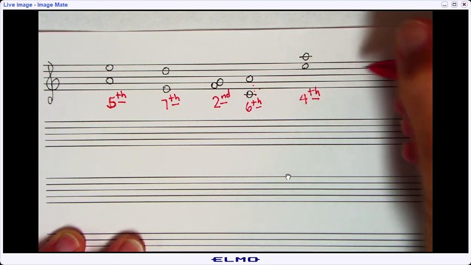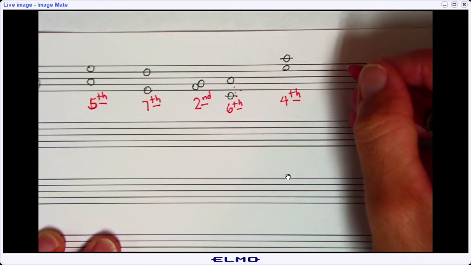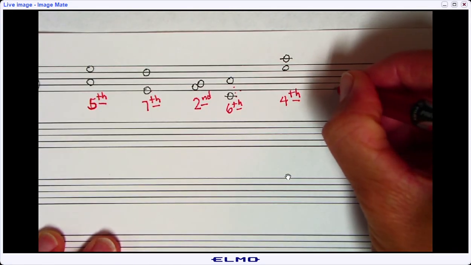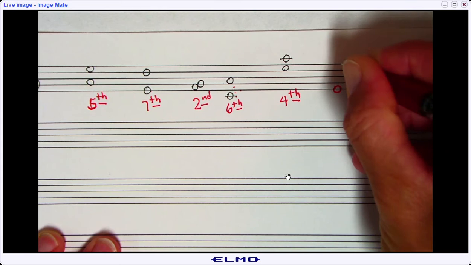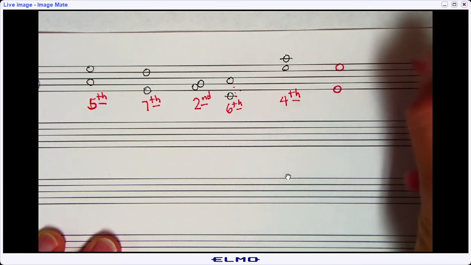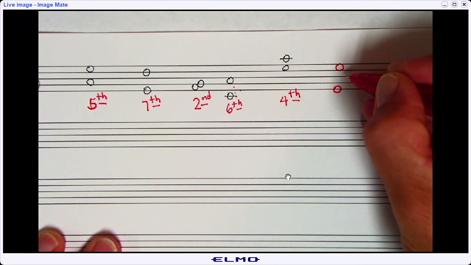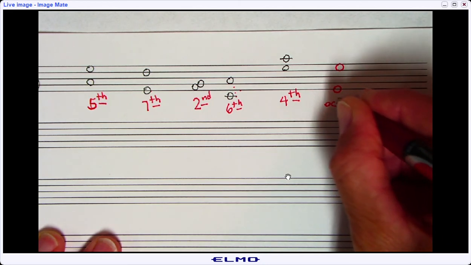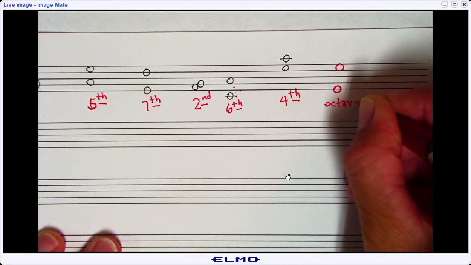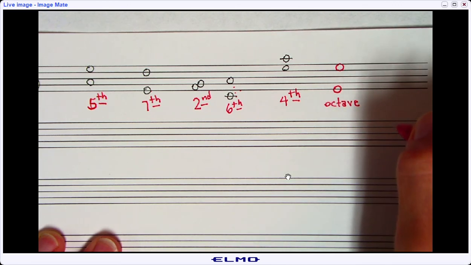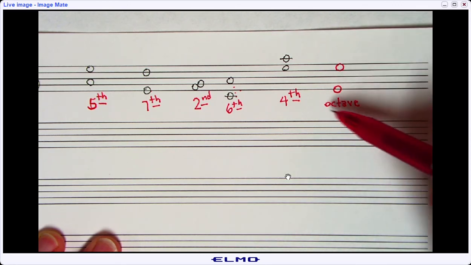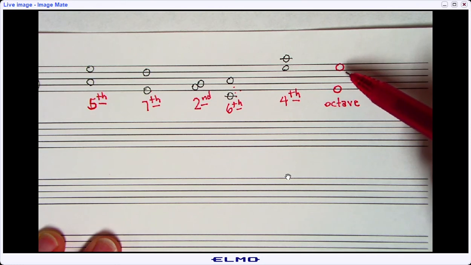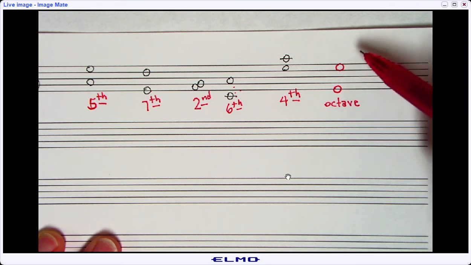Now we have a special name for an interval of 8 notes away. For instance, if I had this E up to this E, okay, you count that, that's an eighth. But we don't say an eighth in music, we say octave. Just like an octopus has 8 arms, an octagon has 8 sides. An octave is 8 notes away. Don't write eighth, write octave.